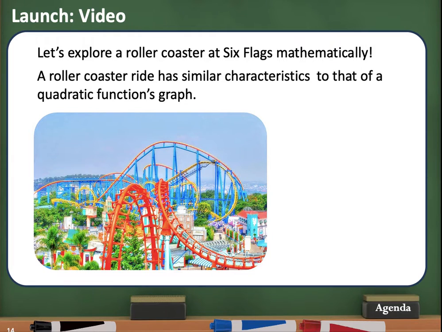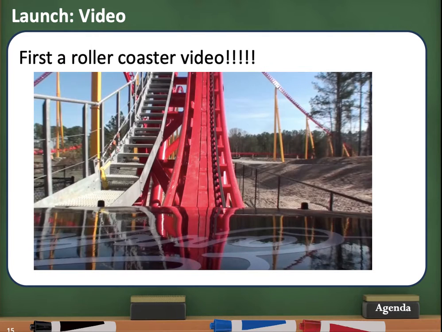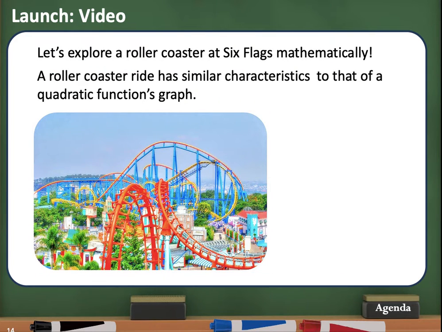So, here we go. Let's explore a roller coaster at Six Flags mathematically. A roller coaster ride has similar characteristics to that of a quadratic function's graph. You've got to picture it though, right? Remember, we saw it the last 2 days with the perimeter fencing. So think about, why would a roller coaster ride have some similar characteristics of a quadratic function graph?